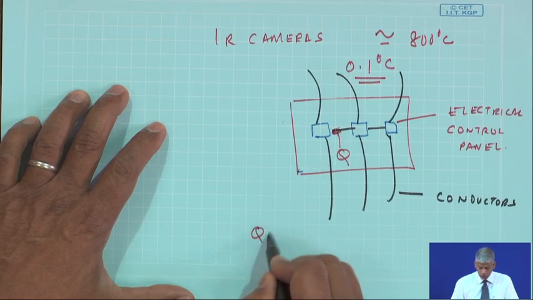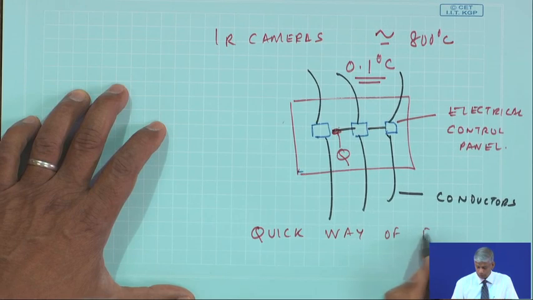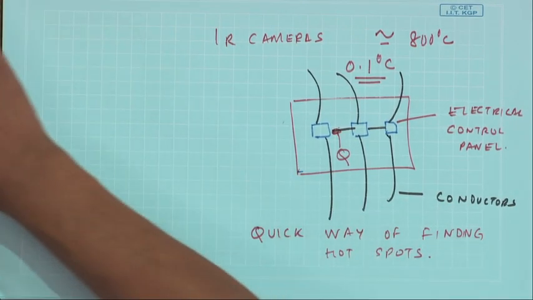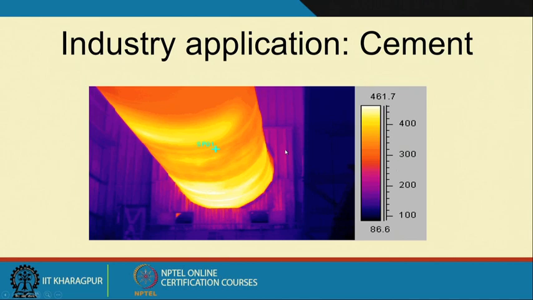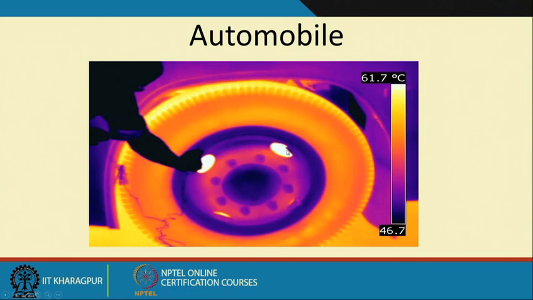So, thermography is a very quick way of finding hot spots. Okay. Particularly in the cement plant, okay. In paper mills, you can see a lot of hot areas are there in the rolls. Automobile, for example, this brake drum or the rotor has heated, you can see very easily such things.